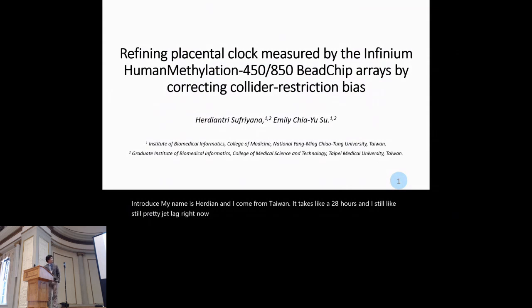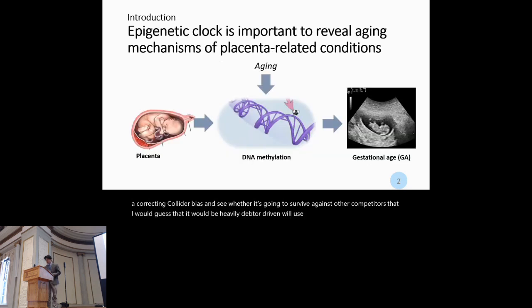So the idea is that when I joined this challenge, our previous works were heavily data driven. We used a lot of algorithms, but this time I personally want to use a completely different approach. We just want to use a simple algorithm doing one thing, which is correcting collider restriction bias, and see whether it's going to survive against other competitors that I guess will be heavily data driven, using complex algorithms.